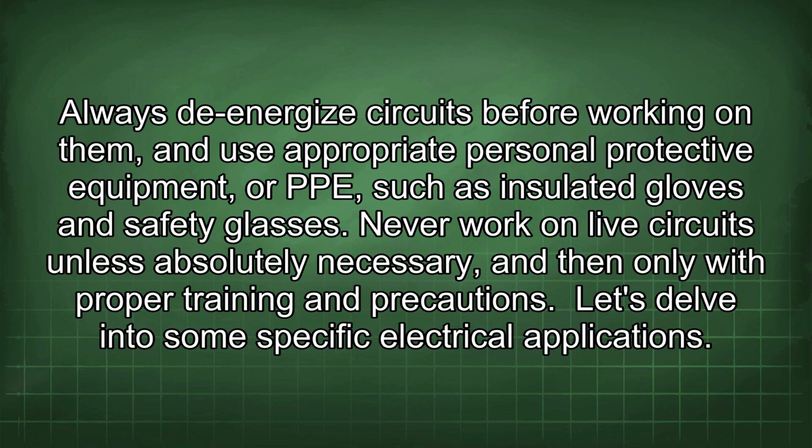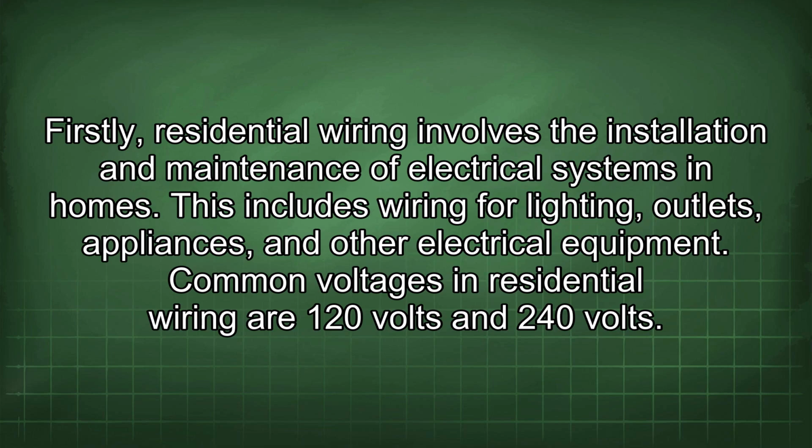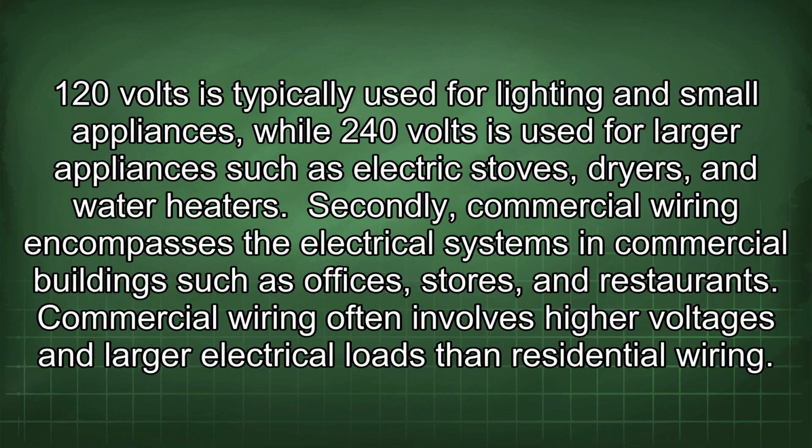Let's delve into some specific electrical applications. Firstly, residential wiring involves the installation and maintenance of electrical systems in homes. This includes wiring for lighting, outlets, appliances, and other electrical equipment. Common voltages in residential wiring are 120 volts and 240 volts. 120 volts is typically used for lighting and small appliances, while 240 volts is used for larger appliances such as electric stoves, dryers, and water heaters.